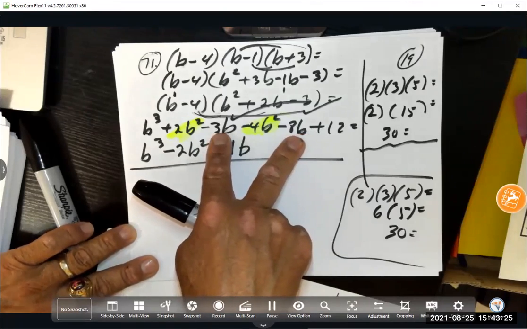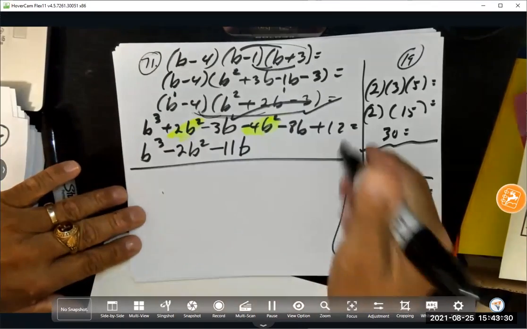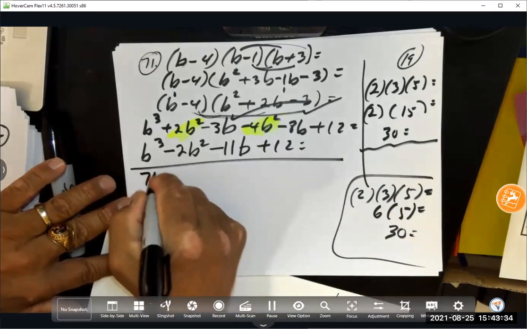So what do you think that's going to be? Negative 11B. That's it. And then the number is what? Plus 12, yeah. Okay, let me make it easier. Let me do this right here.